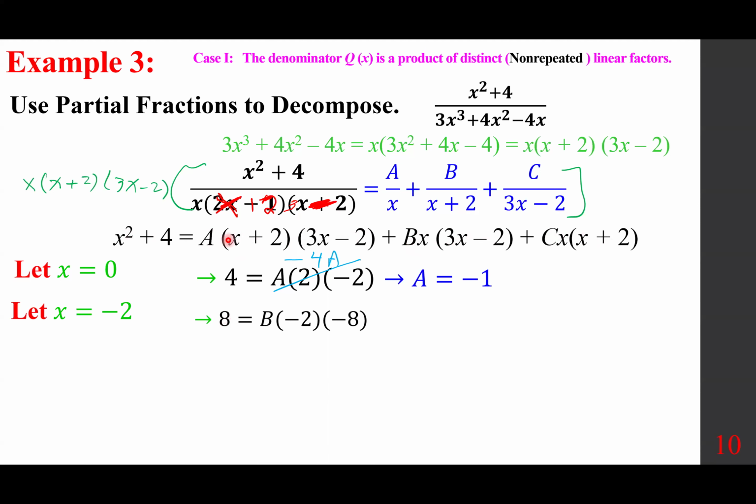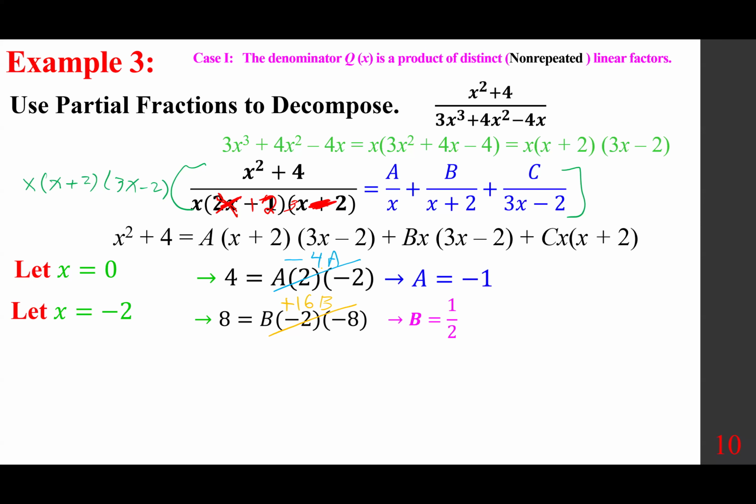So one more time. X equals minus 2 gives us 8 on the left side. X equals minus 2 gets rid of this one and this one, makes it 0. If you put it into this, you get B times x, which is negative 2, times 3 times negative 2 minus 2, which is minus 8. So we have positive 16 B. B becomes 1/2. See how easy we can find those?